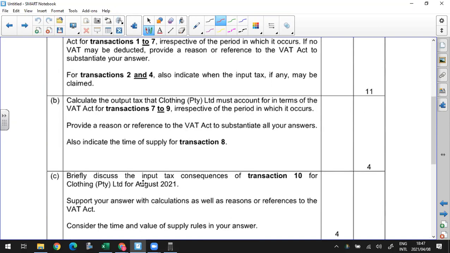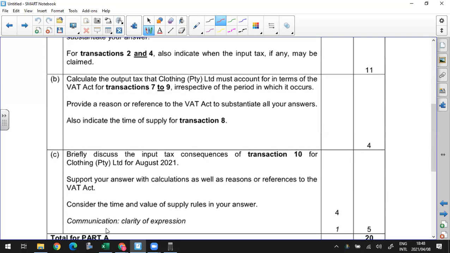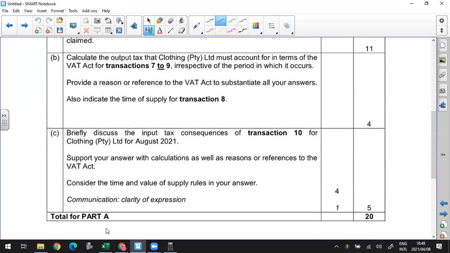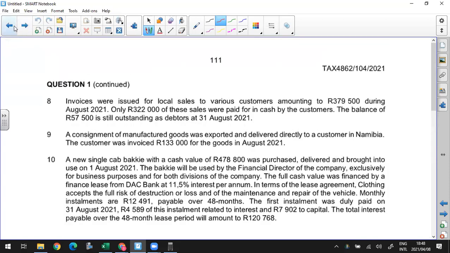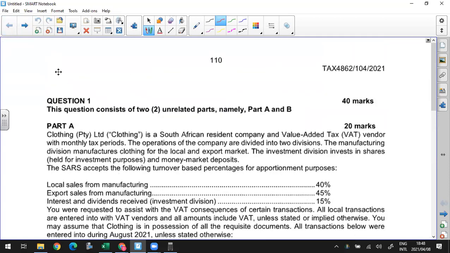And then it says briefly discuss the input tax consequences of transaction 10. Support your answer with calculations as well as reasons or references to the VAT Act. Consider time and value of supply in your answer. So that's 20 marks on that. Let's go through it and start doing this. So let's start. I'm going to do a solution.